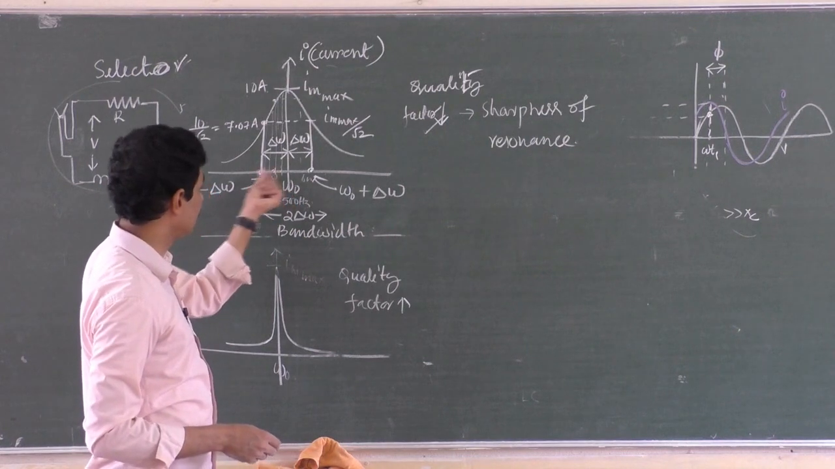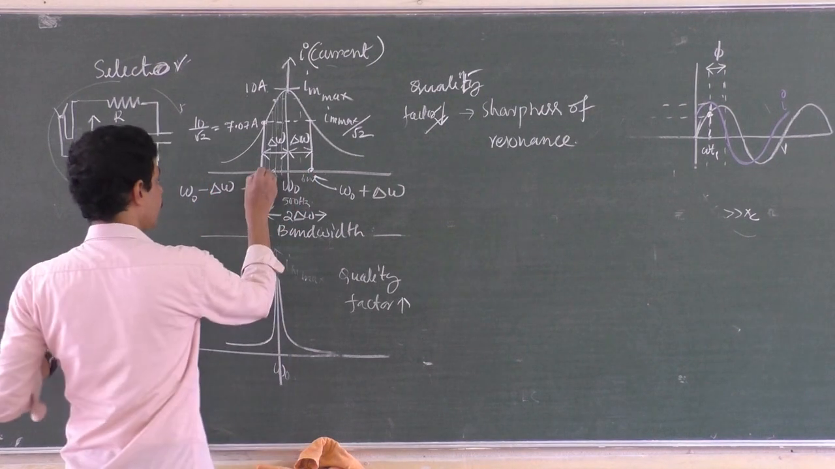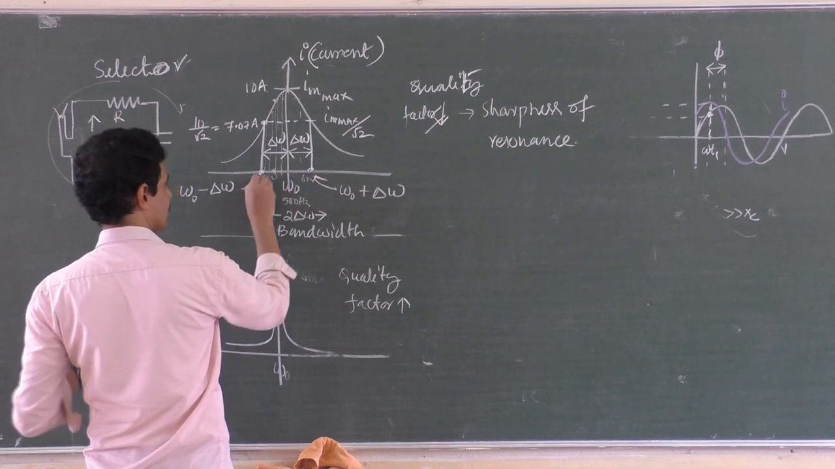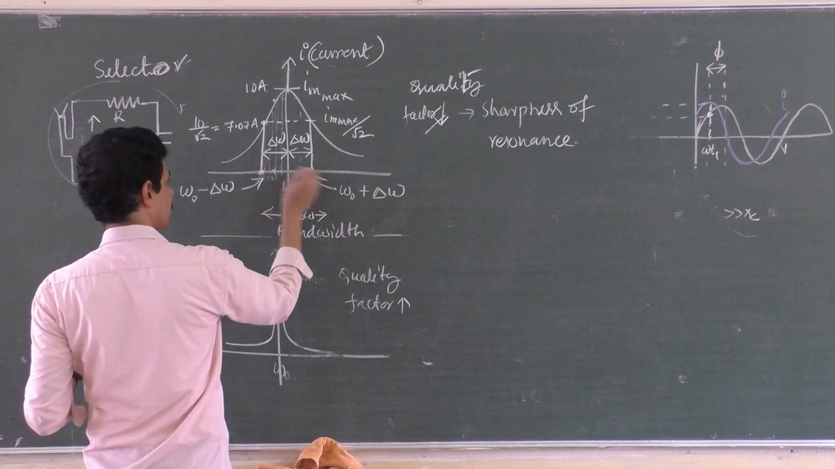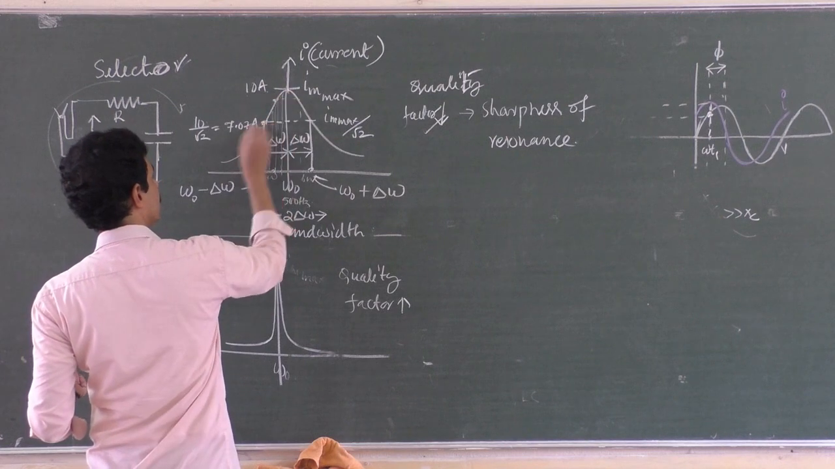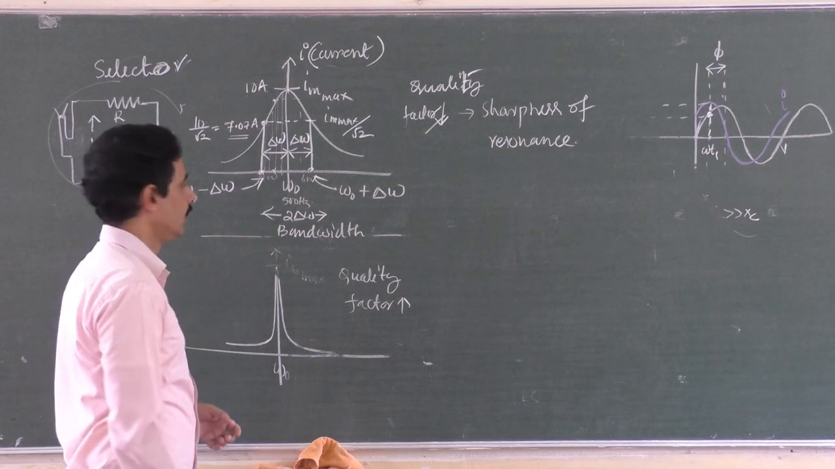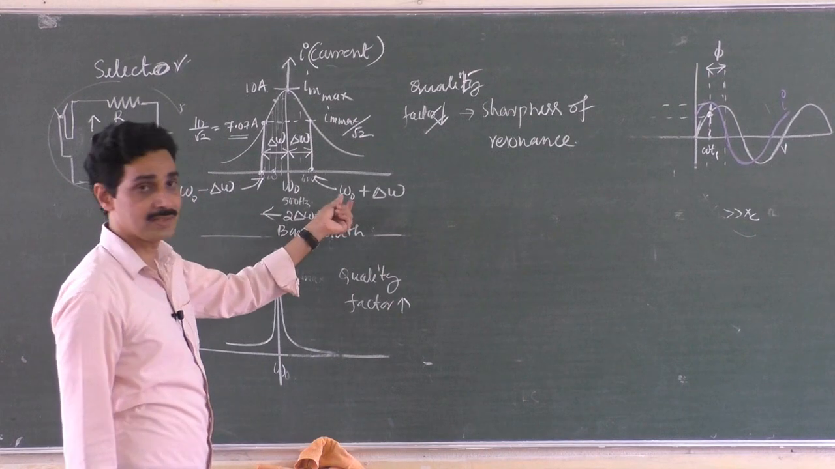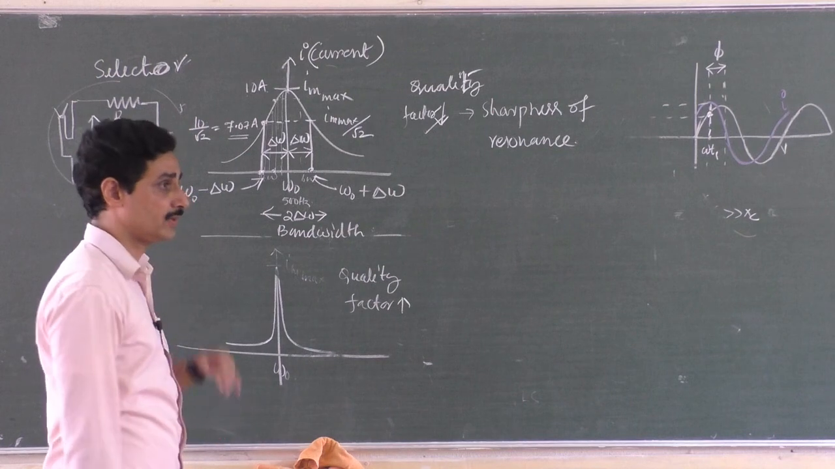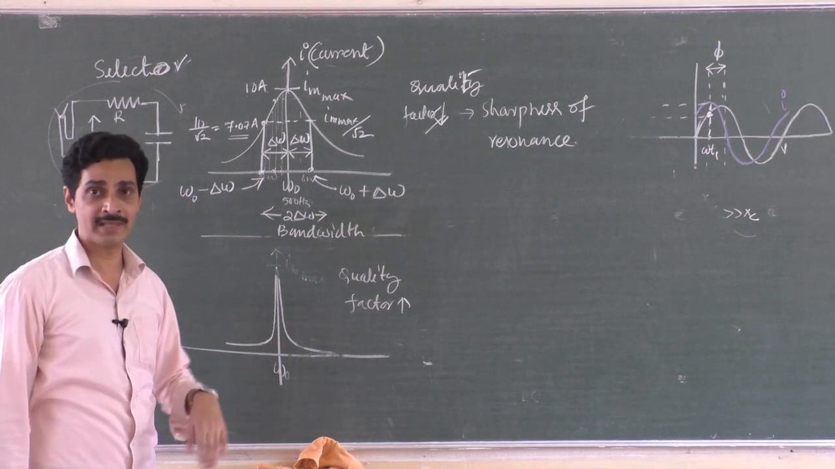What is cutoff frequency here? Cutoff frequency, there are two frequencies, above resonance and below resonance. Cutoff frequencies are the frequencies where current in the circuit is at least 1 by root 2 of the maximum value. There is an upper cutoff frequency where omega is omega naught plus delta omega, and a lower cutoff frequency where omega is omega naught minus delta omega.